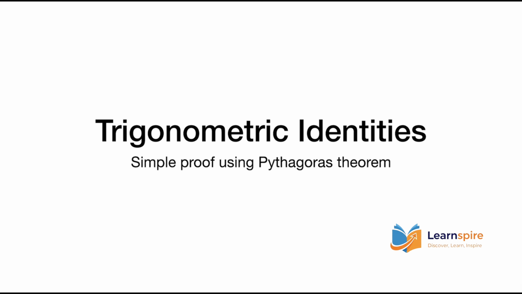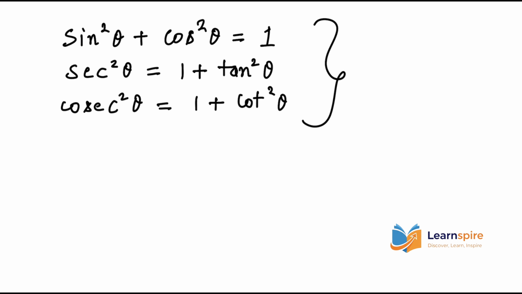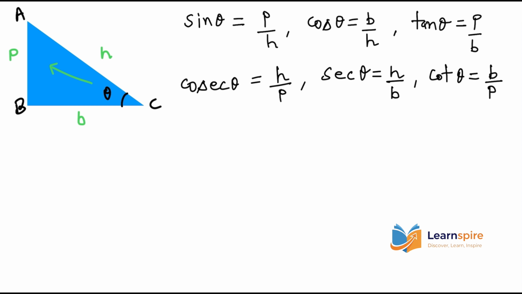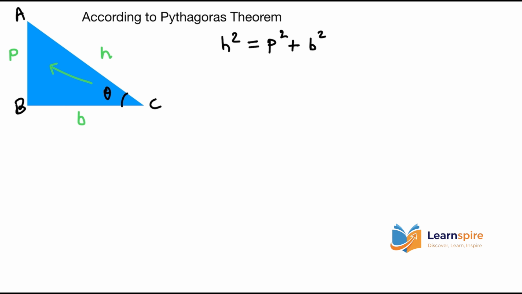Now, let's move ahead and we will try to prove our third and last trigonometric identity, that is cosec square theta equals 1 plus cot square theta. So, moving on, these are the ratios that we are going to use in the proof, and again we will start by marking this Pythagoras theorem as equation number 1.